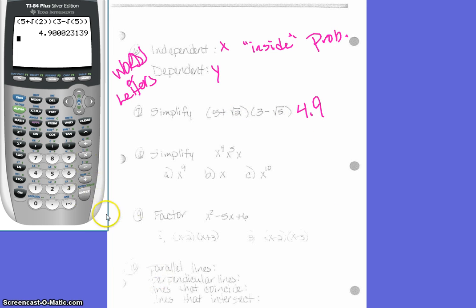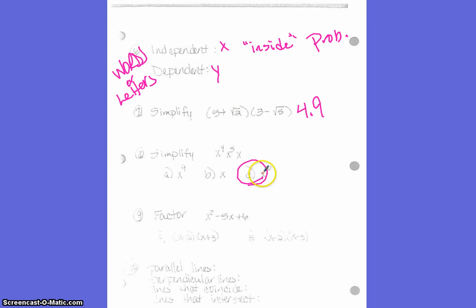Very similar to the next one. We have x to the 4th times x to the 5th times x. So x^4, x^5, x, and we get a number. And then we would put the answer choices in. So x^9 does not give me the same number. It's not my answer. x does not give me the same thing. It's not my answer. x^10 gives me the same thing. So x^10 is my answer. Okay, so just put your problem in, write down the number, check all the choices.